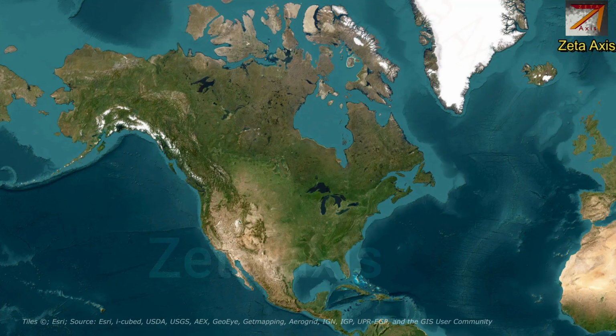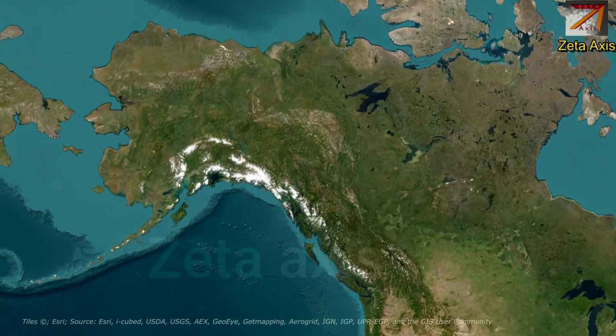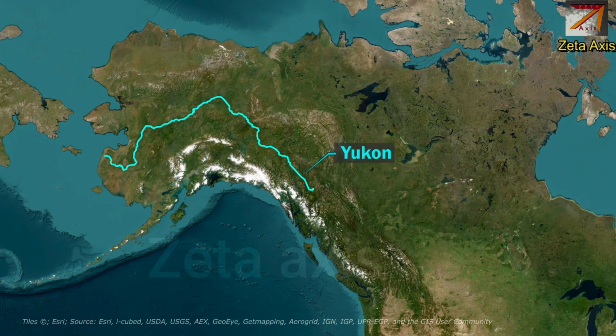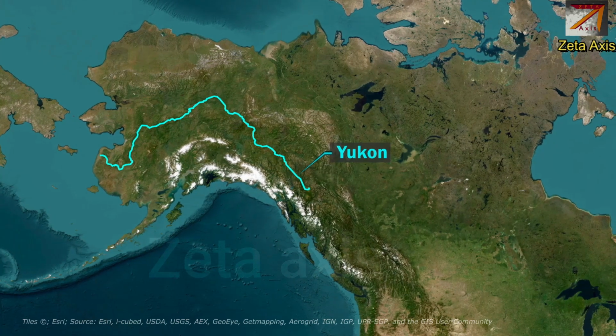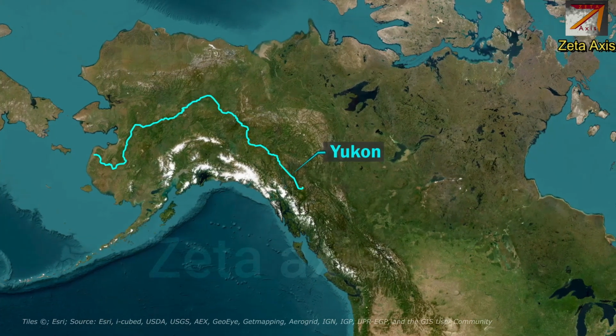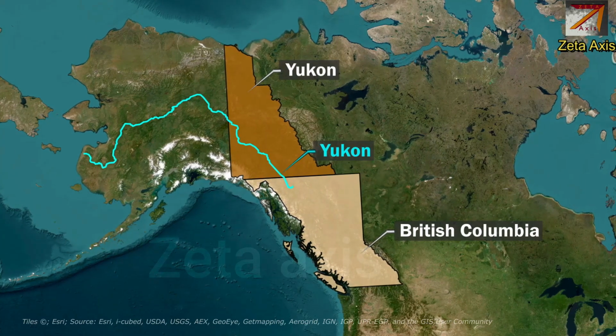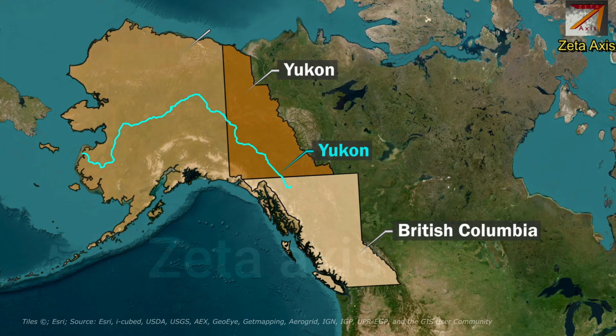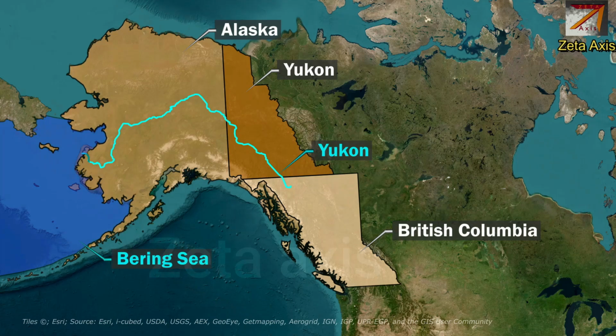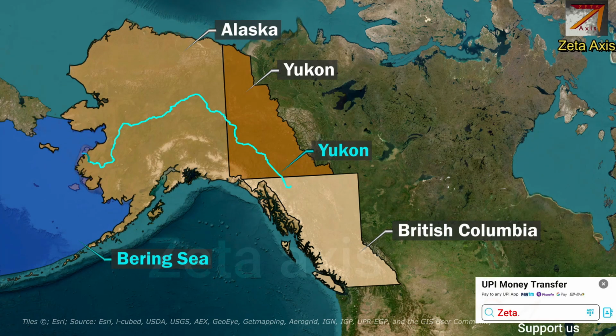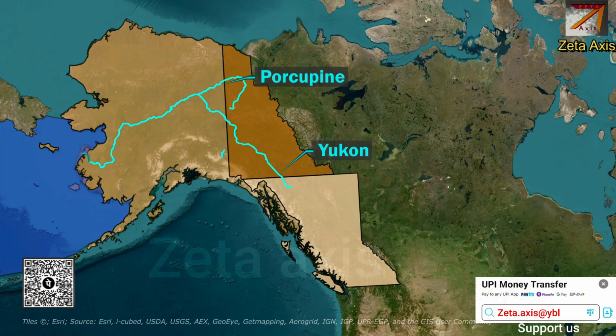Now let's see the important rivers of North America. Starting with the Yukon River, which flows in the northwestern part of North America. It originates in British Columbia of Canada and flows through Yukon Territory of Canada. The river finally flows through Alaska to meet the Bering Sea. Some of the main tributaries of the Yukon River are Porcupine River, Cannon River and Koyukuk River.